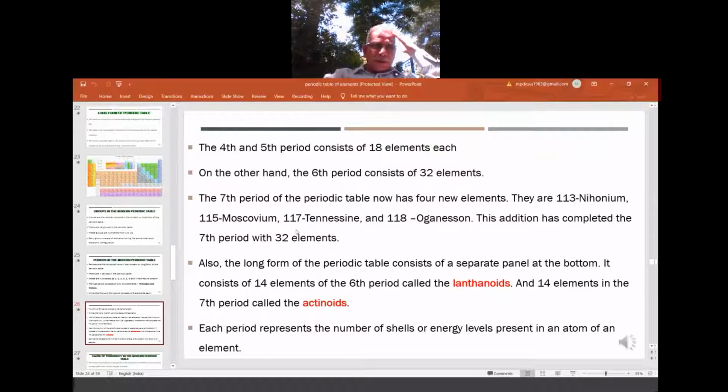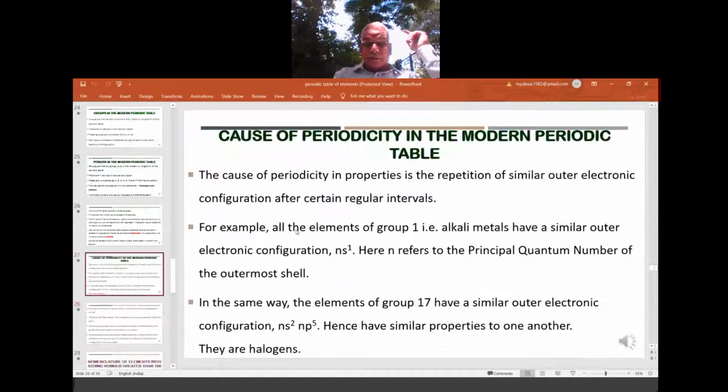The bottom members, the first 14, are called lanthanoids because they start from lanthanum, and the next 14 are called actinoids, because they start from actinium. So 14 lanthanoids and 14 actinoids, that is 14 plus 14, 28 members. Those 28 members are in the same block, in the sixth period and seventh period respectively. Sixth period lanthanoids, seventh period actinoids.